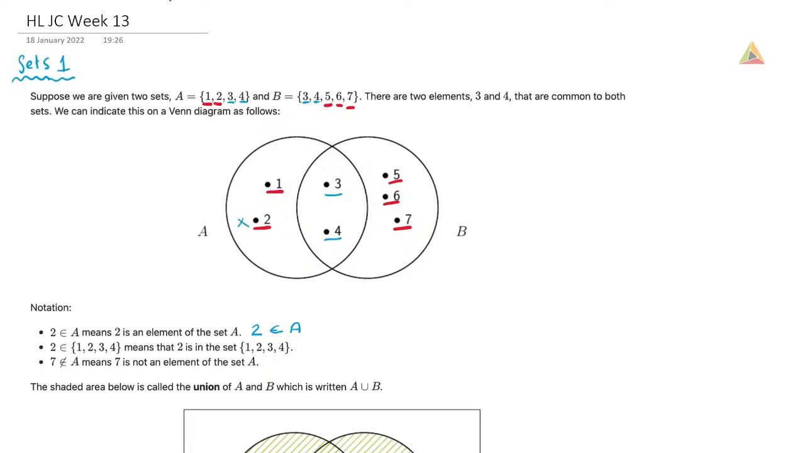If we go to the second bullet point, 2 is an element of the set 1, 2, 3 and 4. What that means is 2 is in the set 1, 2, 3 and 4, and as you can see, it's in that set. The next thing, 7 is not an element, where you have a line going through the E part. 7 is not an element of the set A, as you can see.